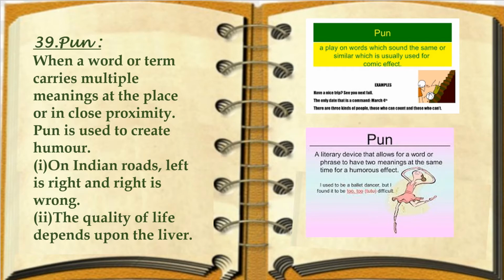It is a pun. The quality of life depends upon the liver. The healthy life depends upon the liver. So this word liver is used in this sentence as a pun.